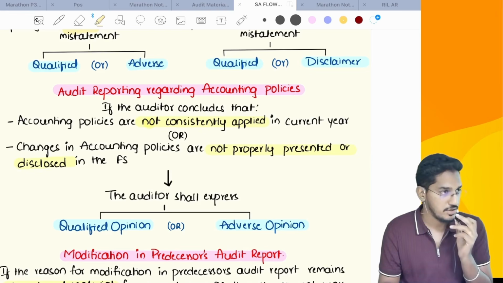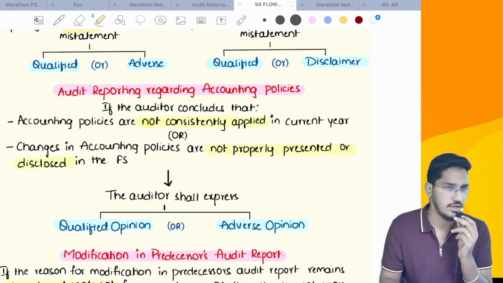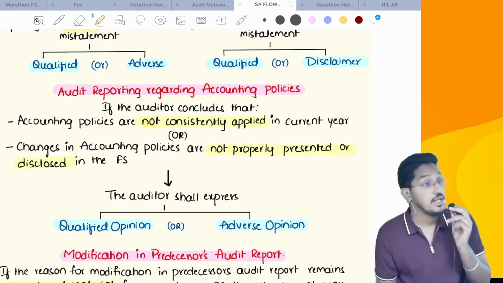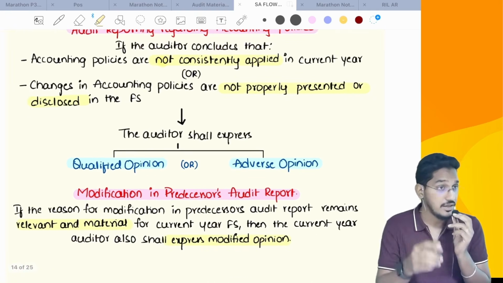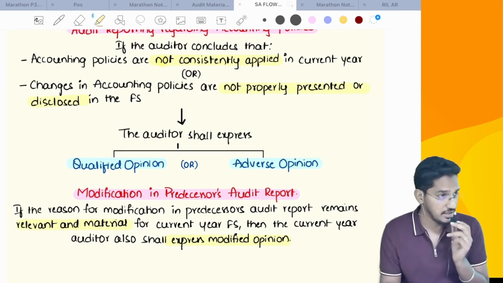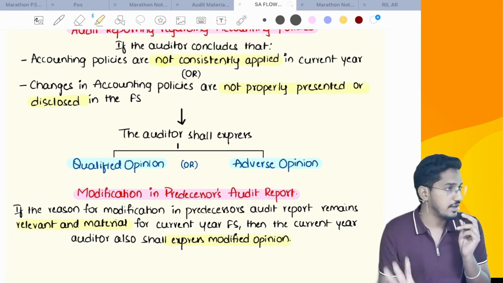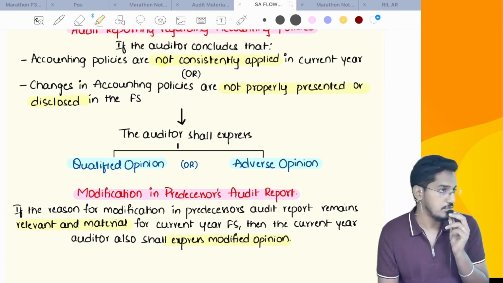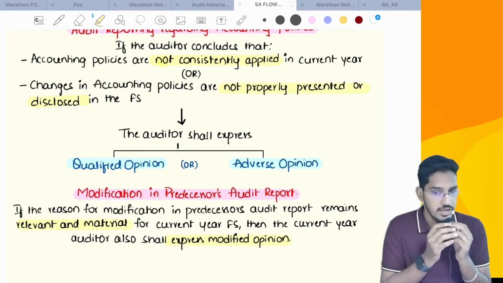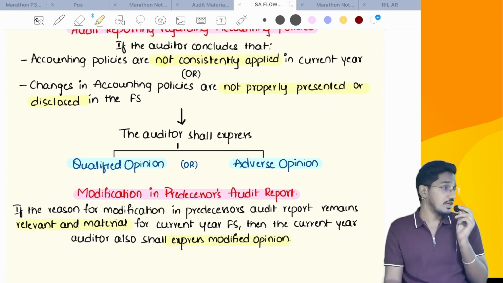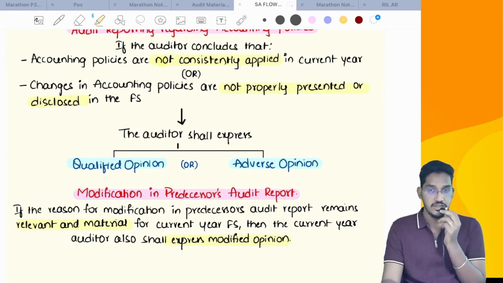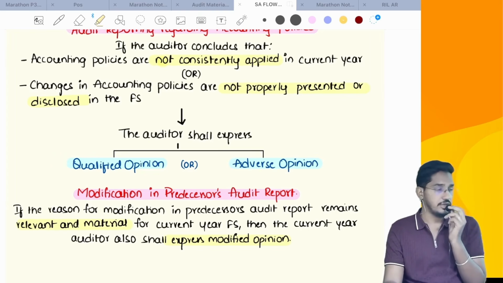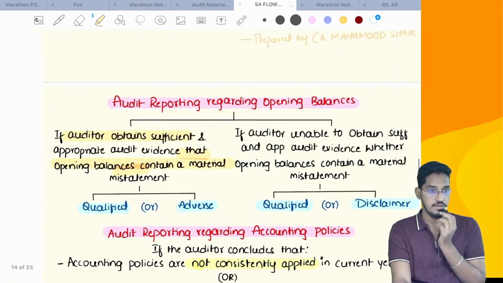Just because last year's auditor's report contains a modified opinion, the current year auditor need not always give a modified opinion. He will give a modified opinion in the current year only when that matter still remains relevant and material for the current year, and it is not rectified in the current year. If it is no longer relevant or material, or has been rectified, then there is no need for a modified opinion. You can give an unmodified opinion. Understood? That's all regarding SA 510.